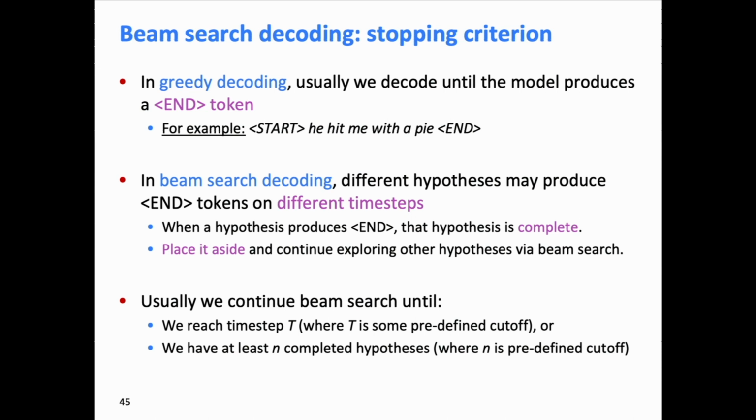So there's multiple possible stopping criteria, but 2 common ones are, you might say, we're going to stop doing beam search once we reach time step t, where t is some predefined threshold that you choose. So you might say, we're going to stop beam search after 30 steps because we don't want any output sentences that are longer than 30 words, for example. Or you might say, we're going to stop doing beam search once we've collected at least n completed hypotheses. So you might say, I want at least 10 complete translations before I stop doing beam search.